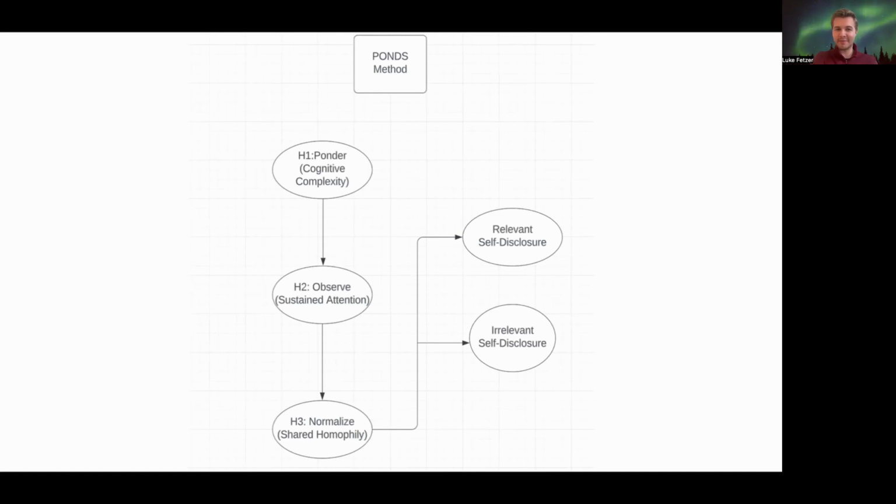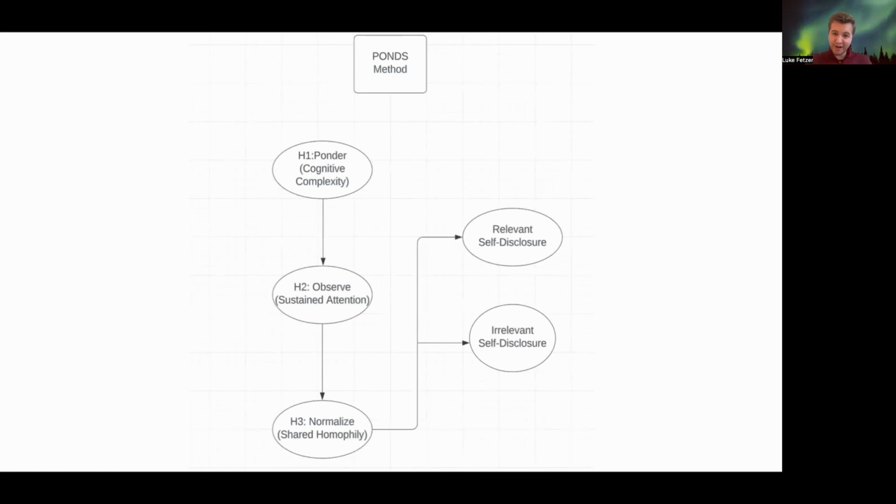And so here in this PONDS method, we start off with our H1, our ponder, right? Our cognitive complexity, what we can think about, what we choose to think about. And then once we've achieved that, we move down to observation, right? Once we observe, we see the attention on social media, the attention on certain things. We can then begin to normalize what's going on. We can begin to normalize social media in our classroom.